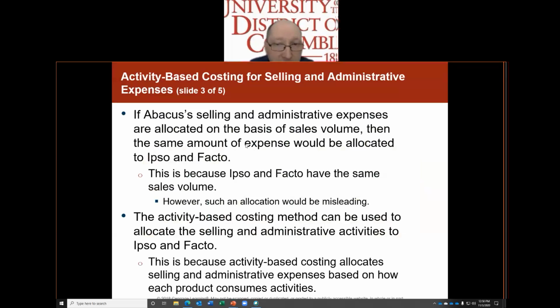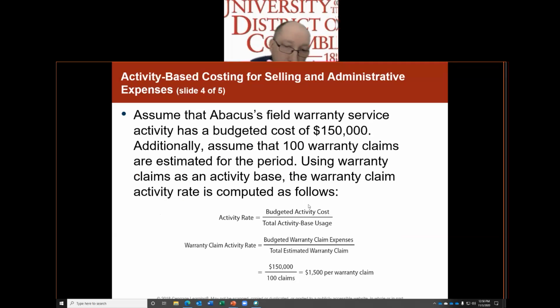If these activities are the same, then the cost allocation would be the same. However, that would be misleading because the activities for selling each type of product are different. So what do we do? We calculate a couple of rates. We calculate what we call an activity rate and a warranty claim rate.